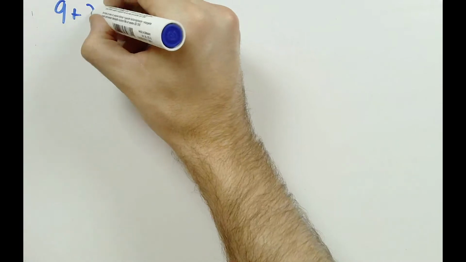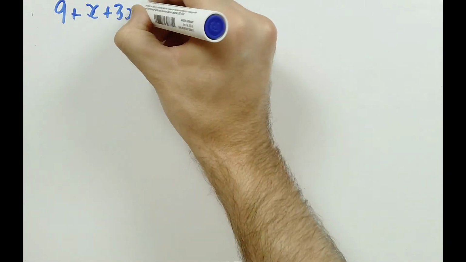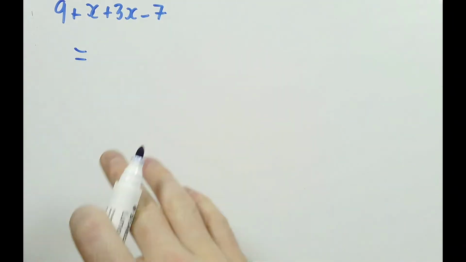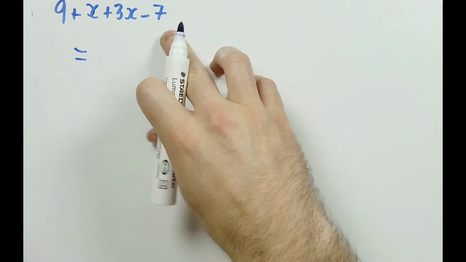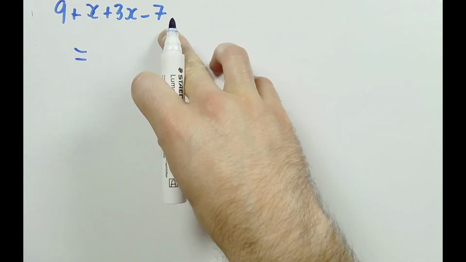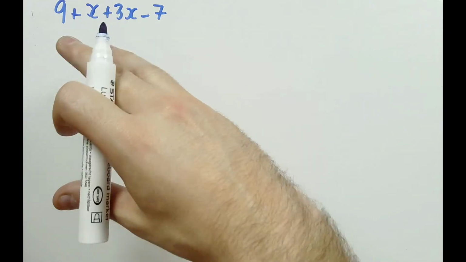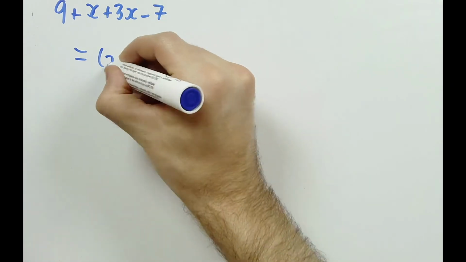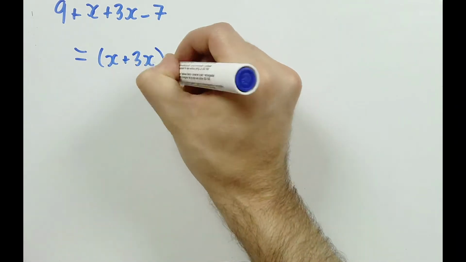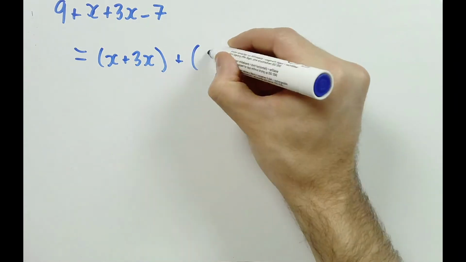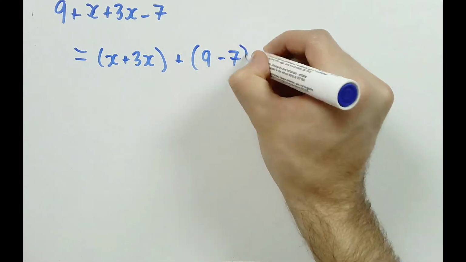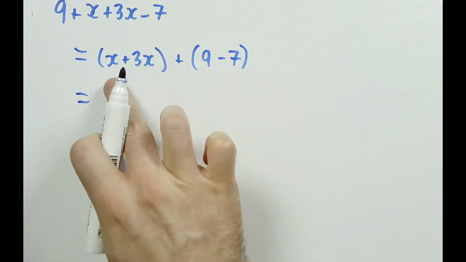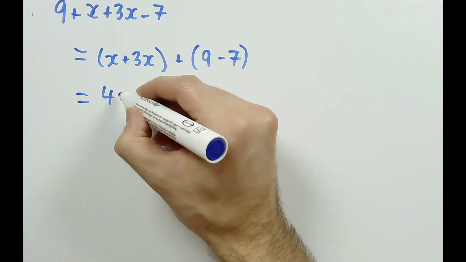9 plus x plus 3x minus 7. So in order to simplify this, we have two different types of components. We have a component that's just a number by itself. Then we have components that have some form of number followed by x. So the first thing that we can do is collect the like components. Let's say those with x and those without x. Then, like in our previous example, x plus 3x becomes 4x.